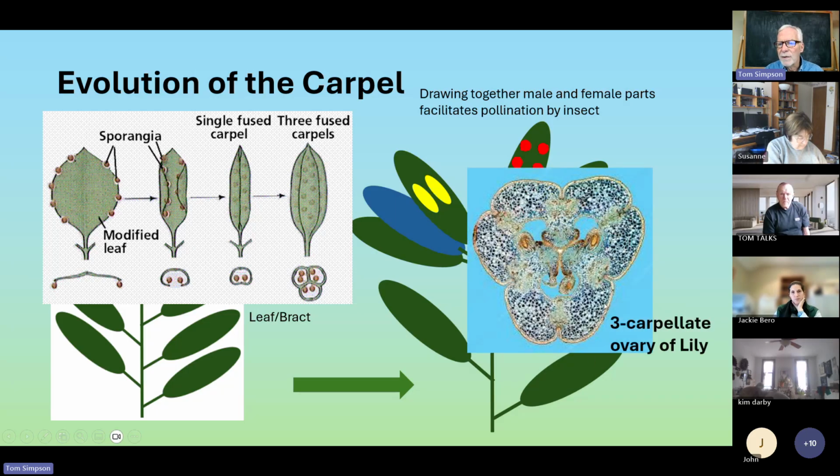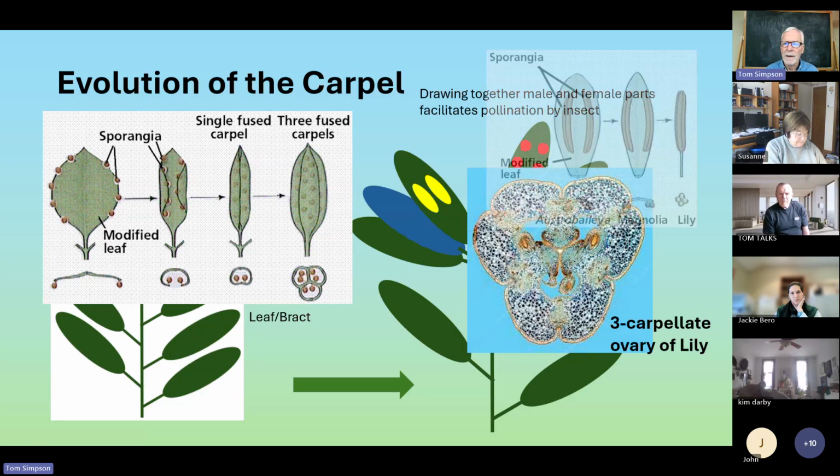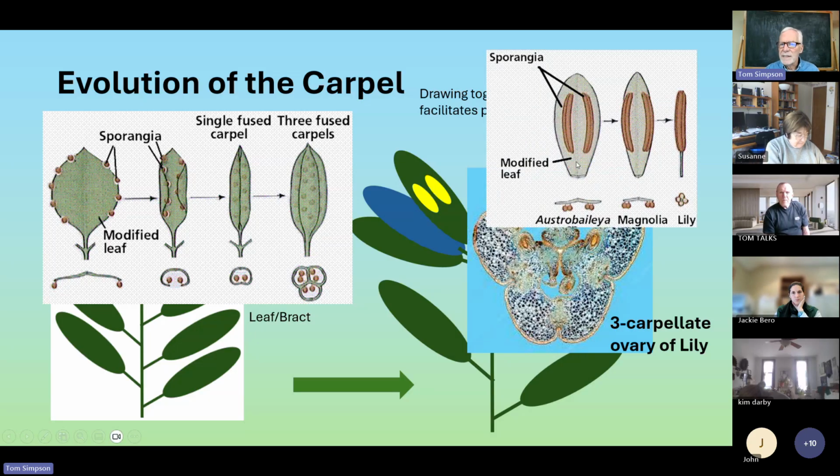This is an example of the 3 carpellate ovary of a lily. This started off as 3 fertile leaves that folded over and fused together. Here's the stamen, from a leafy stamen to the stamen. Mostly we see on plants today with a fine filament on one end and the anther, the pollen-bearing part, on the other, but it evolves from a fertile leaf. So all the parts of the flower evolved from a leaf.